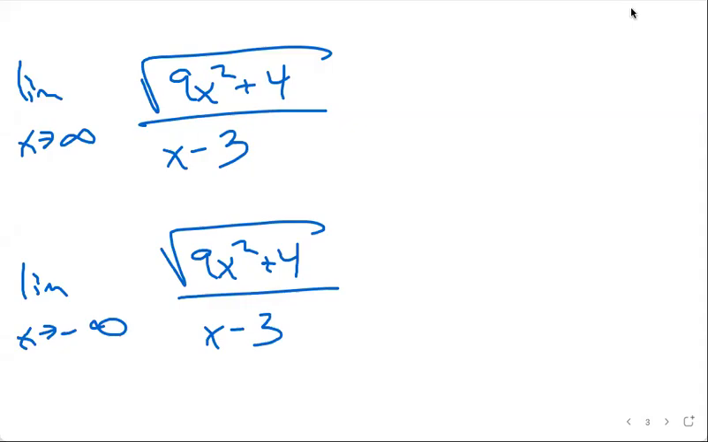Limits as you approach infinity and negative infinity when you have a square root with a rational expression. I'm going to show you the quick way. Again, disclaimer, this is the quick way. This is not how you would show work. Now I'm going to show you the long way to show your work.